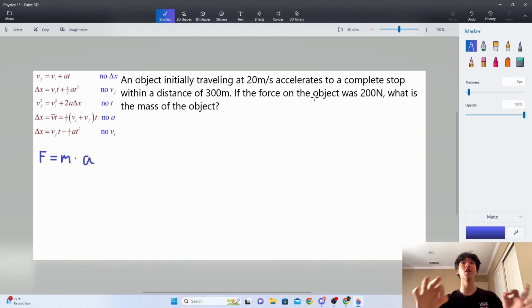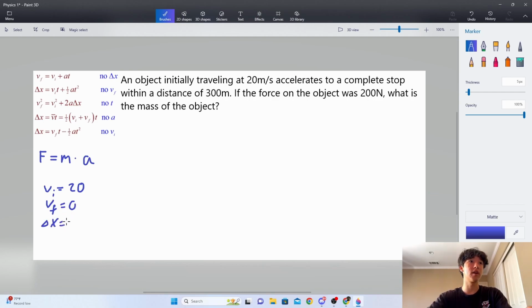So we just slowed down, but the College Board and physics just kind of like to trick you a little bit, and they'll say it accelerates, which should theoretically mean it's speeding up, but in this case it is actually slowing down. So you want to think a little bit while you do these problems. So initial velocity is going to be 20 meters a second, and our final velocity, because it comes to a complete stop, is 0. Now it's a distance of 300 meters.